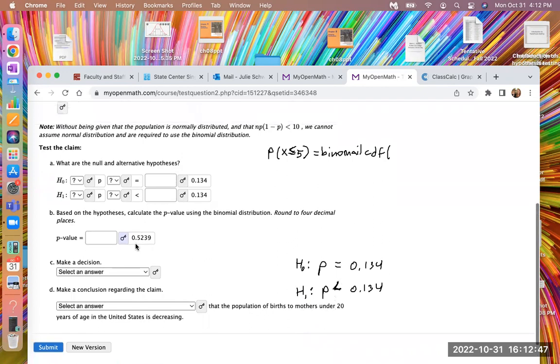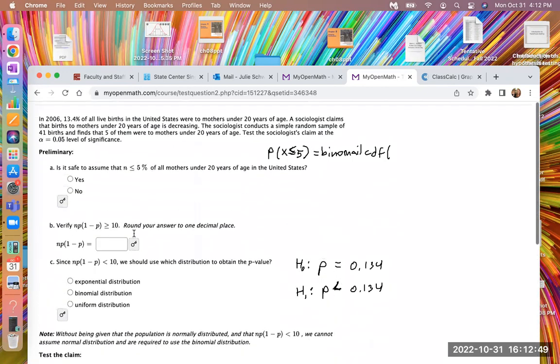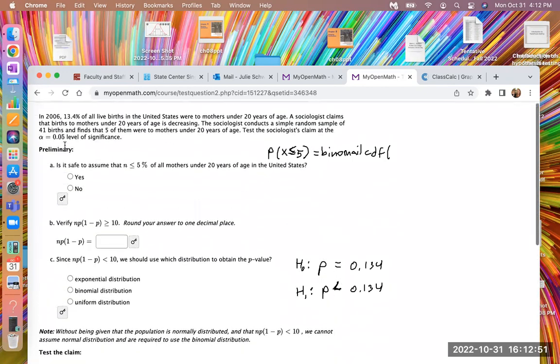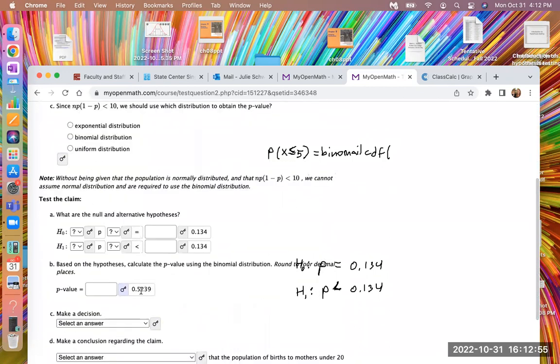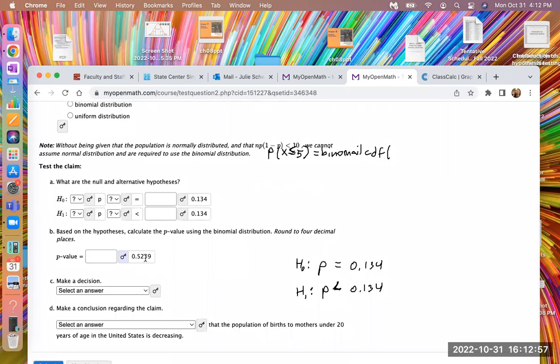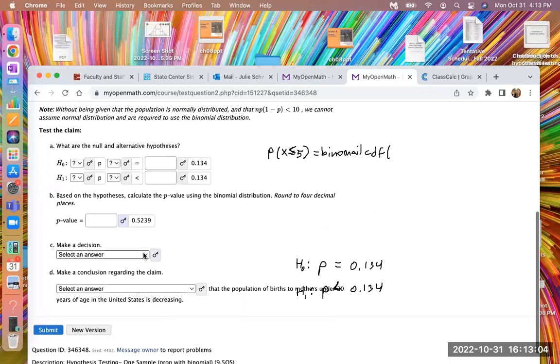The p-value is really big compared to the level of significance, which is 0.05. That's like 5 pennies, if you will, and this is like 52 cents. So we always ask ourselves, is the p-value less than alpha? And here it's not, right? So we fail to reject the null hypothesis, because we reject the null hypothesis only when the p-value is less than alpha.